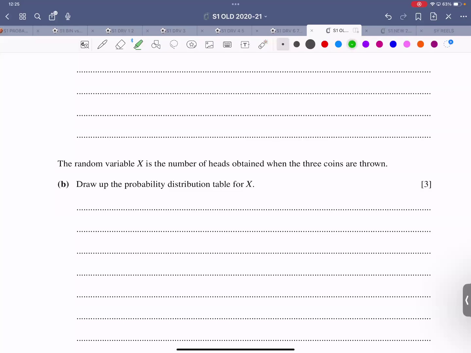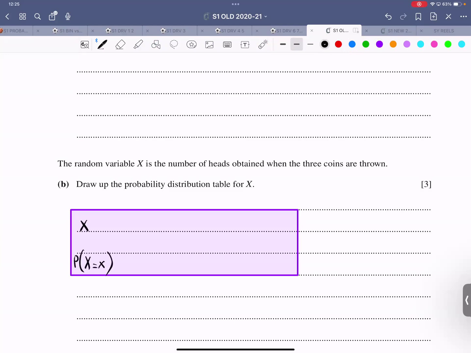Now, let me just first focus on the table. I won't do the calculation, I'm just writing it down. So if I draw up a table, this table will contain X and the corresponding probability P(X = x). If I'm throwing 3 coins, I'll get 0 heads, 1 head, 2 heads, and 3 heads. Now, the 2 easiest ones to calculate are 3 heads and 0 heads. X is the number of heads obtained.